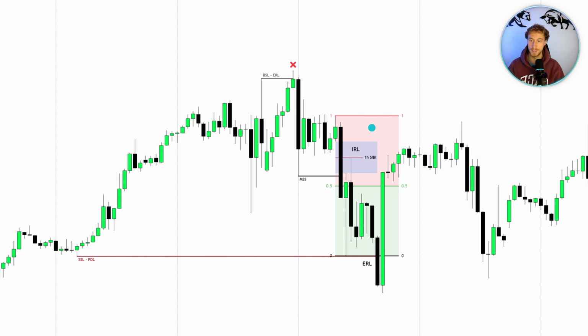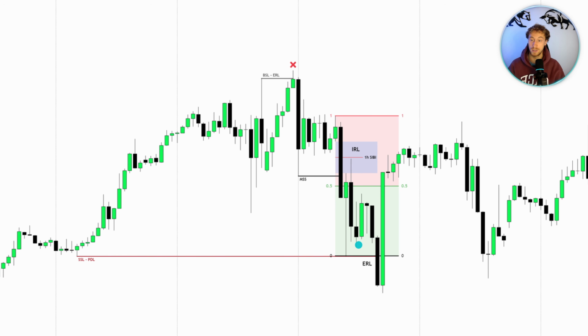This is Thursday's price action. We can see that price is trading lower and created those relative equal lows. This is where my focus is. Price is retracing higher into internal range liquidity, which is this 1 hour SIBI inside the premium. This is where I have built up my initial position with 2 contracts.